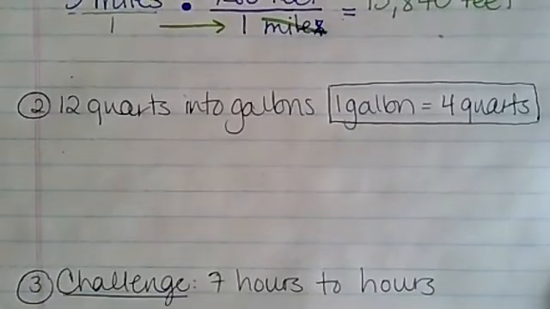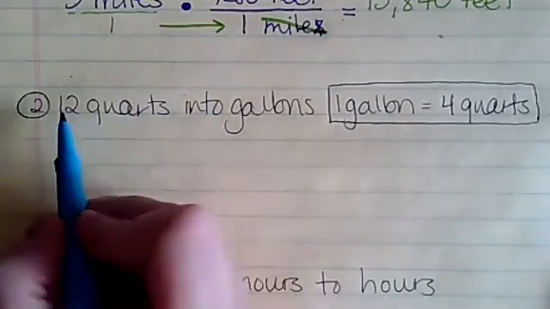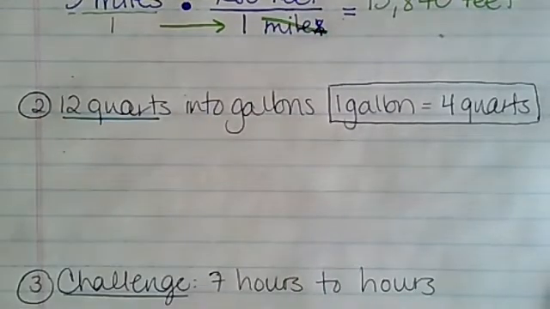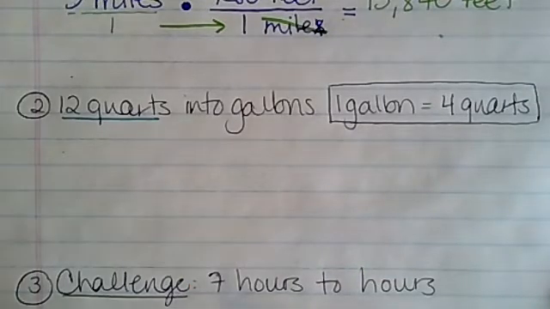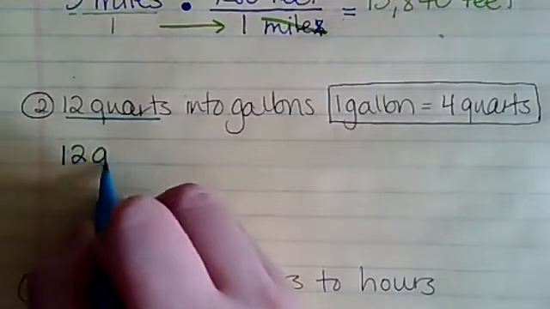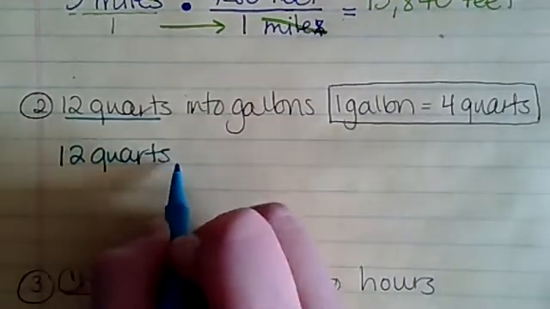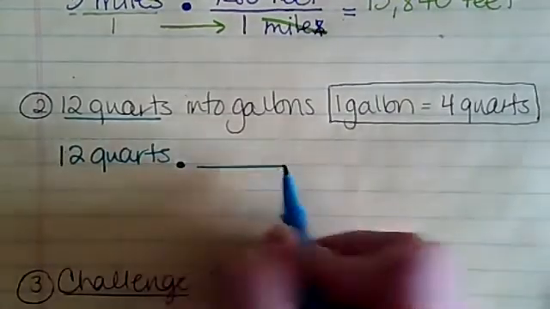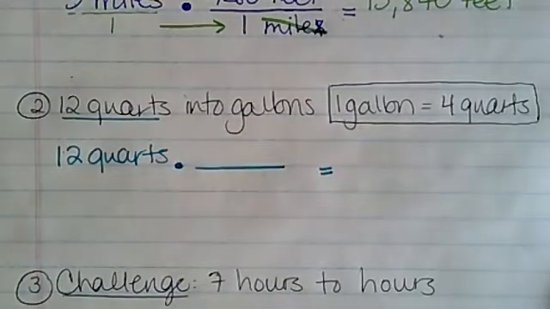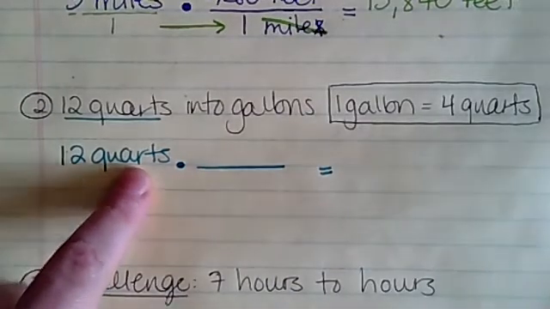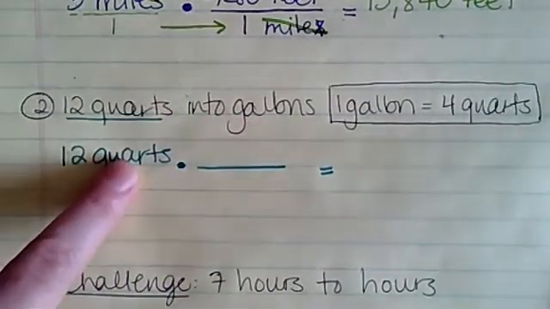Let's do another example. 12 quarts into gallons, all right? I'm going to start with what I have. What I have at the moment is 12 quarts, right? And I also know that I have a fraction that's equal to 1, which is 1 gallon equals 4 quarts, okay? Starting with what I have, 12 quarts times, setting up that fraction and making it equal. That's my setup, okay?